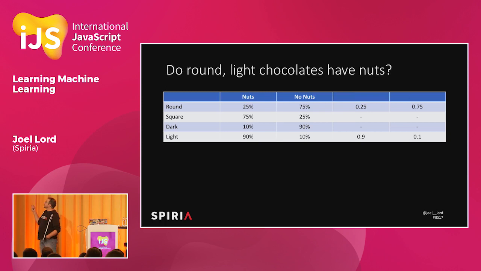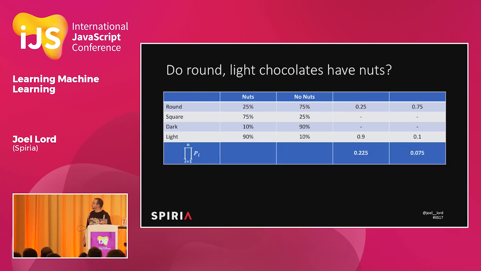That's all good. So let's put that into actual numbers. 25% is 0.25. And then we just take the product of those numbers. With nuts, with no nuts, we just multiply all the numbers. And we apply the Bayes theorem, which is actually much simpler than I explained. You simply do the math, and the probability of having a nut in a round light chocolate is 75%.